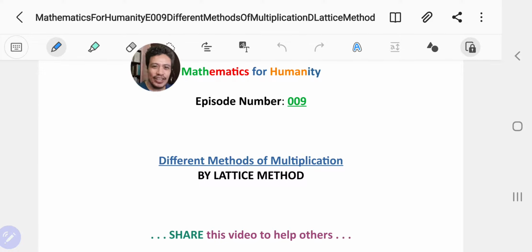And in this video, we're going to do another method of multiplication, and this is by far the cleanest and maybe the fastest method by hand, and this is called the lattice method of multiplication.